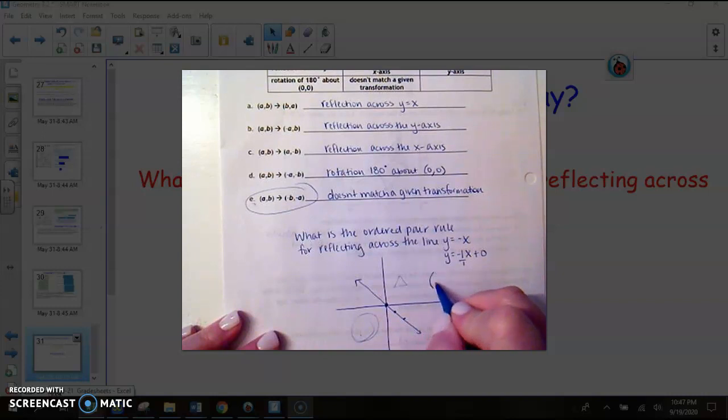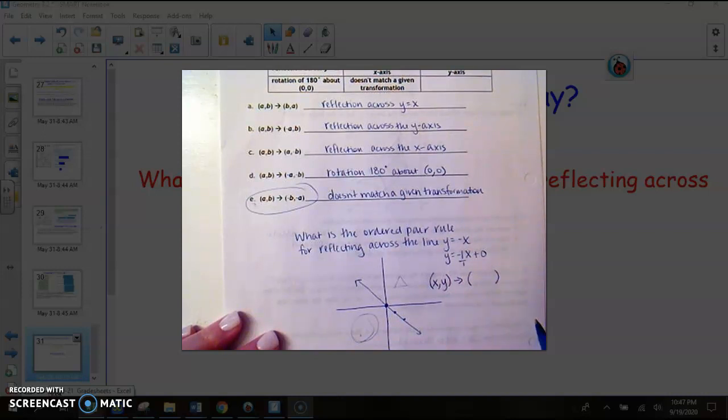So if we want to write an ordered pair rule where we start with (x, y), what that looks like is y and x switch places, and at the same time they change signs. So we're going to have the opposite of the y coordinate in the x place and the opposite of the x coordinate in the y position. So this is the ordered pair rule for reflecting across the line y equals negative x instead of y equals x.